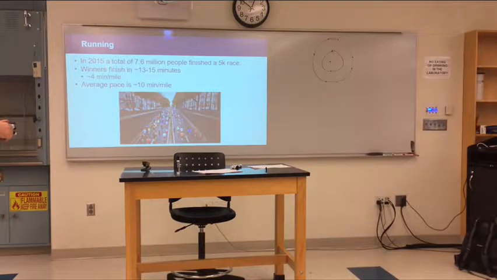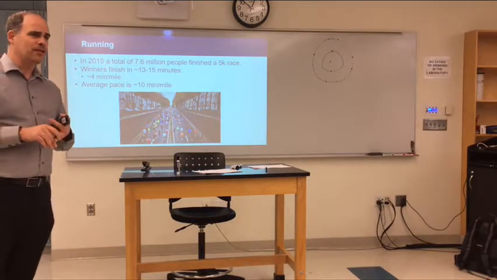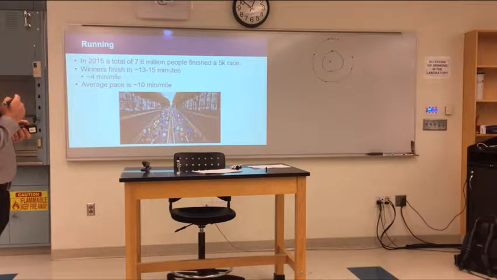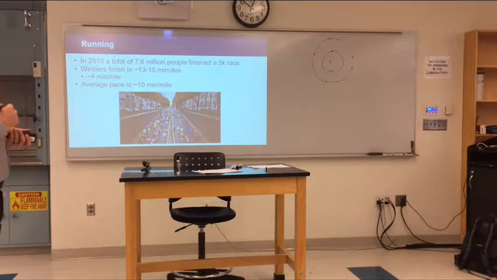So in 2015, about 7 million people did a 5K race. The average time for the winners is somewhere in the 13 to 15 minute range, which is a little bit above a 4-minute mile, but that's pretty impressive. The average pace is more like mine, which is a 10-minute mile. So I think that's fast, but that one's insane.